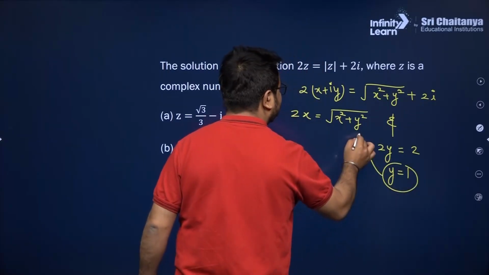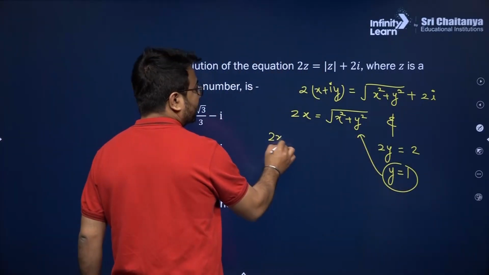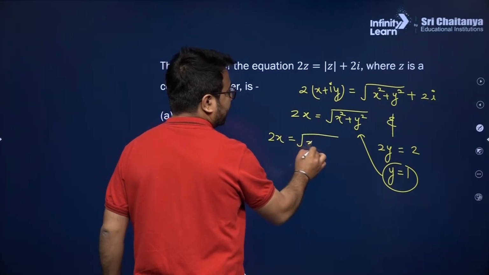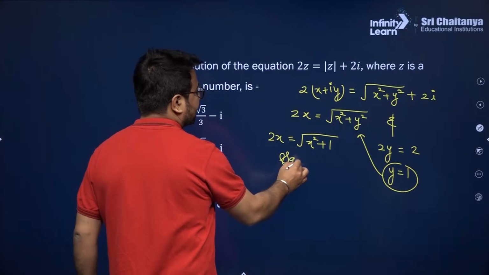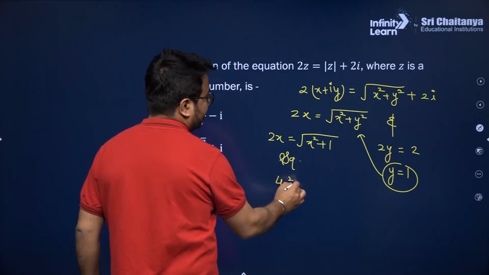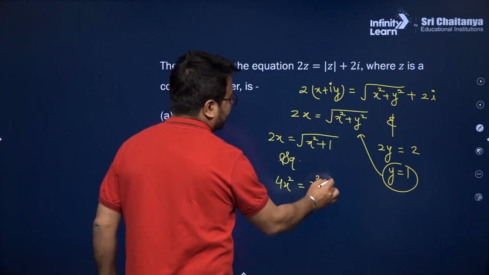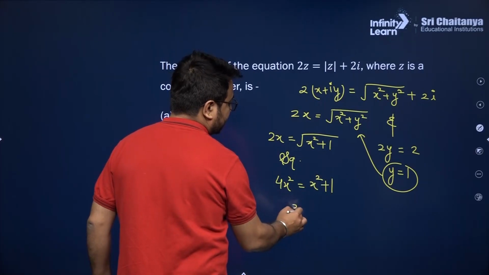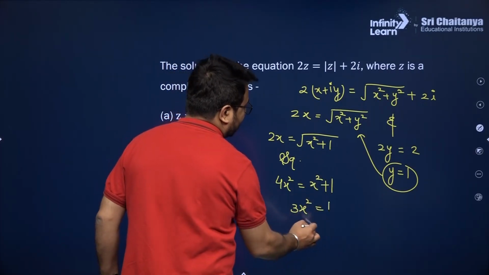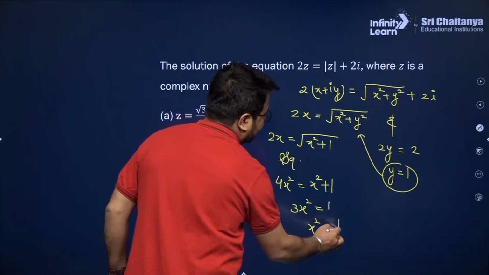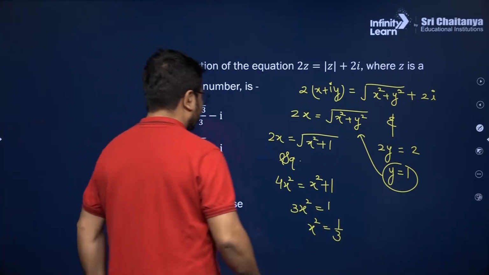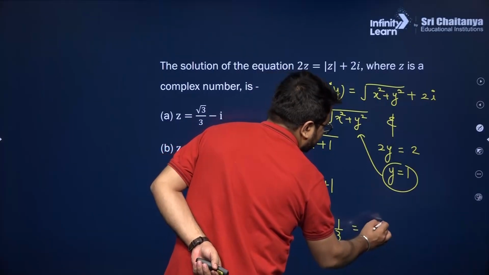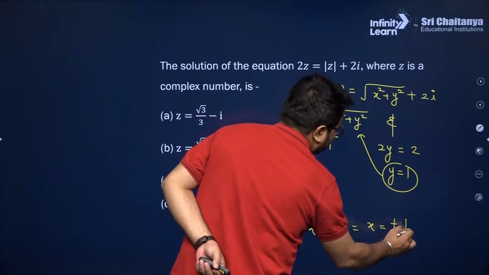If I substitute the value of y as 1, then 2x equals the square root of x² + 1. Let us square both the sides. It will be 4x², and here we have x² + 1. Then we have 3x² = 1. The value of x² will be 1/3. If x² is 1/3, we can write the value of x as plus minus 1/√3.